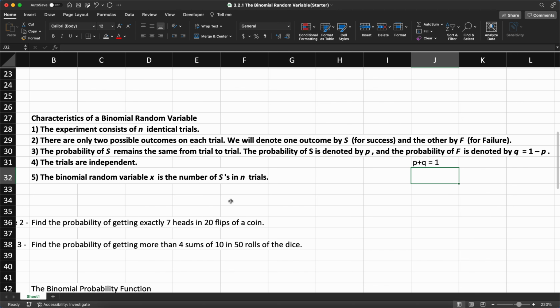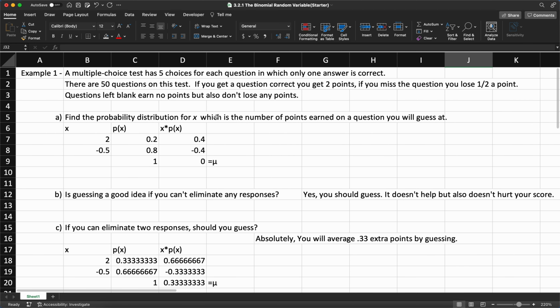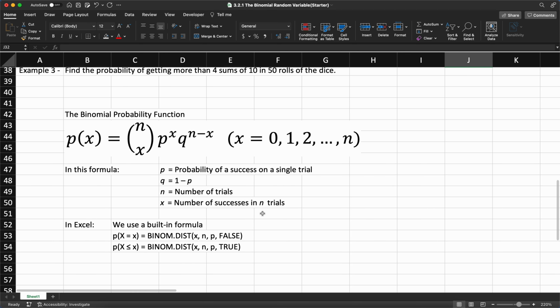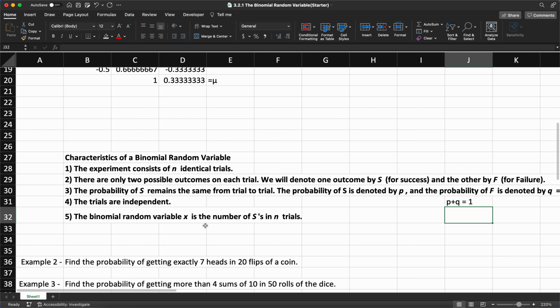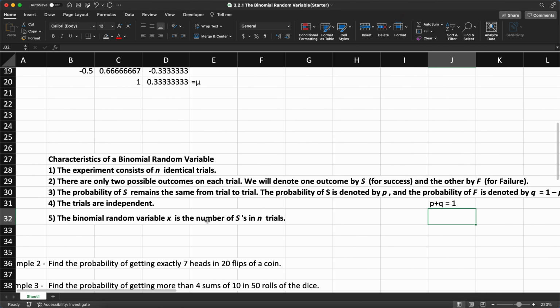So we're always measuring X, our variable. Here it was the number of points earned on a question. And we could rephrase that. But in this case, X is always going to be the number of successes. That's how it's always going to be defined. Otherwise, we can't calculate the things that we're trying to calculate.